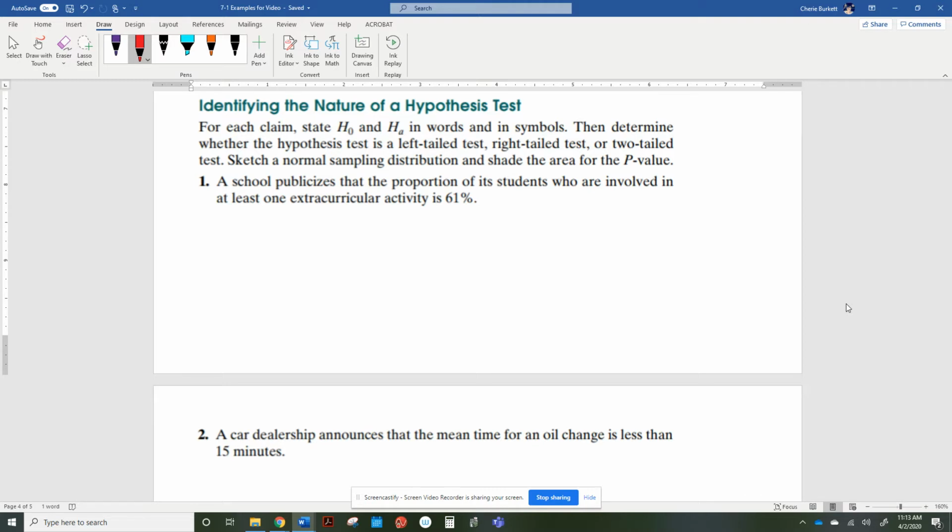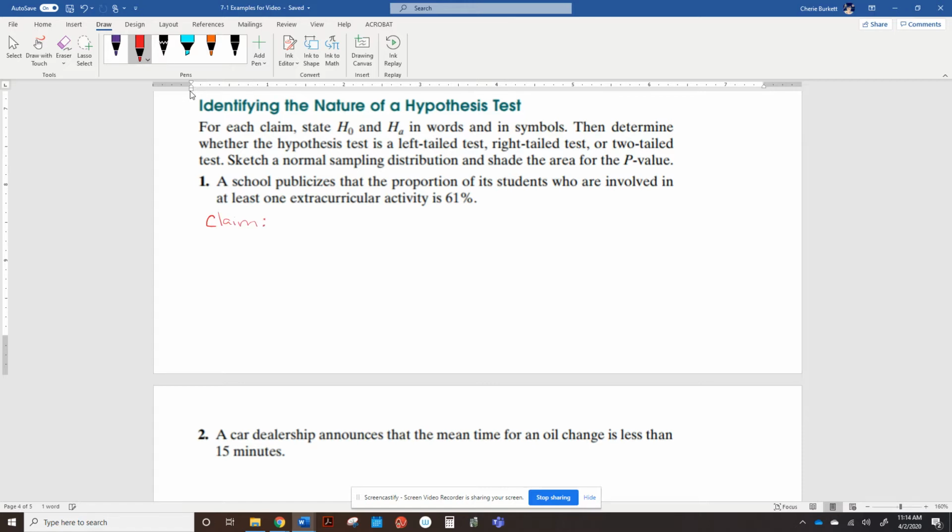When you read these directions, you should understand what it's asking. Okay, so we know that we have a claim, and so we read this down here. We know we're going to write the word claim. This is our claim. What is our claim?